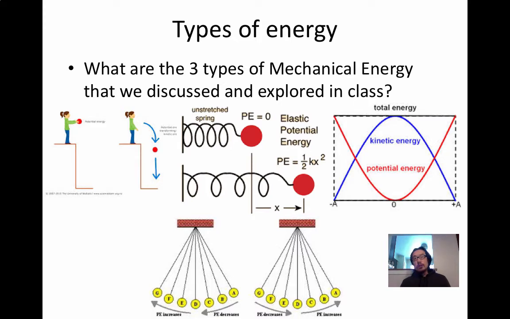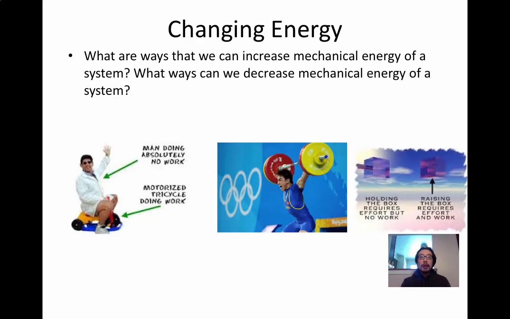Alright, so the first question asks, what are the three types of mechanical energy that we discussed and explored in class? So the three types of mechanical energy, and that's energy that you can get by doing work to an object, is potential energy, okay, like right here, kinetic energy when the object drops, and spring potential energy. So when you pull on an object attached to a spring, you're doing work, you're giving it energy, right?